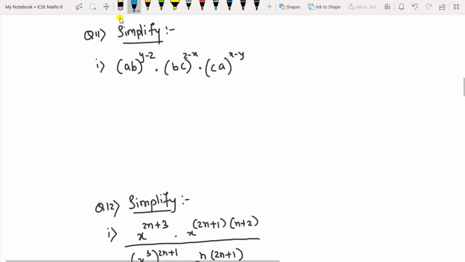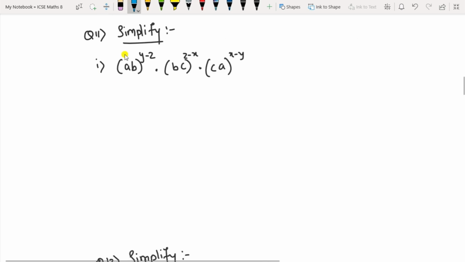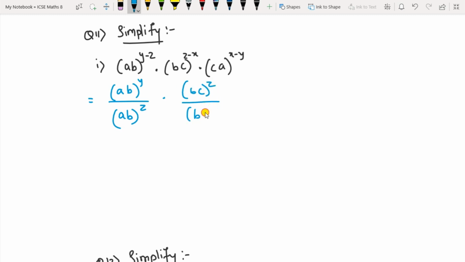The next one is simplify. So this is y minus z, so ab raised to y upon ab raised to z, since subtraction means division, then bc raised to z upon bc raised to x into ca raised to x upon ca raised to y.